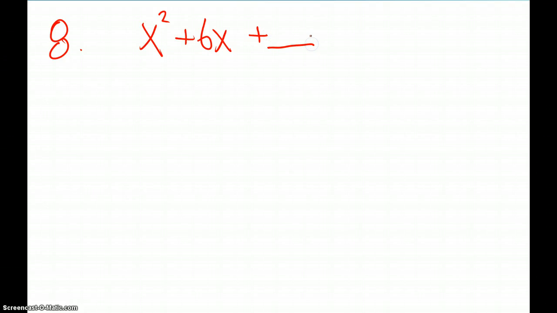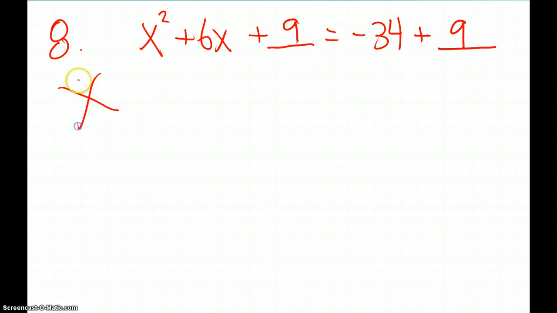Number 8, you have to move it to the other side as well. So you should have x squared plus 6x plus something. When you move that 34 to the other side, it's going to become negative 34 plus something. Okay? So chop this in half, I get 3, square it, I get 9. Whatever I add to one side, I have to add to the other side. What multiplies to 9 and adds to 6 is 3 and 3. It better be a perfect square, else we didn't complete the square.